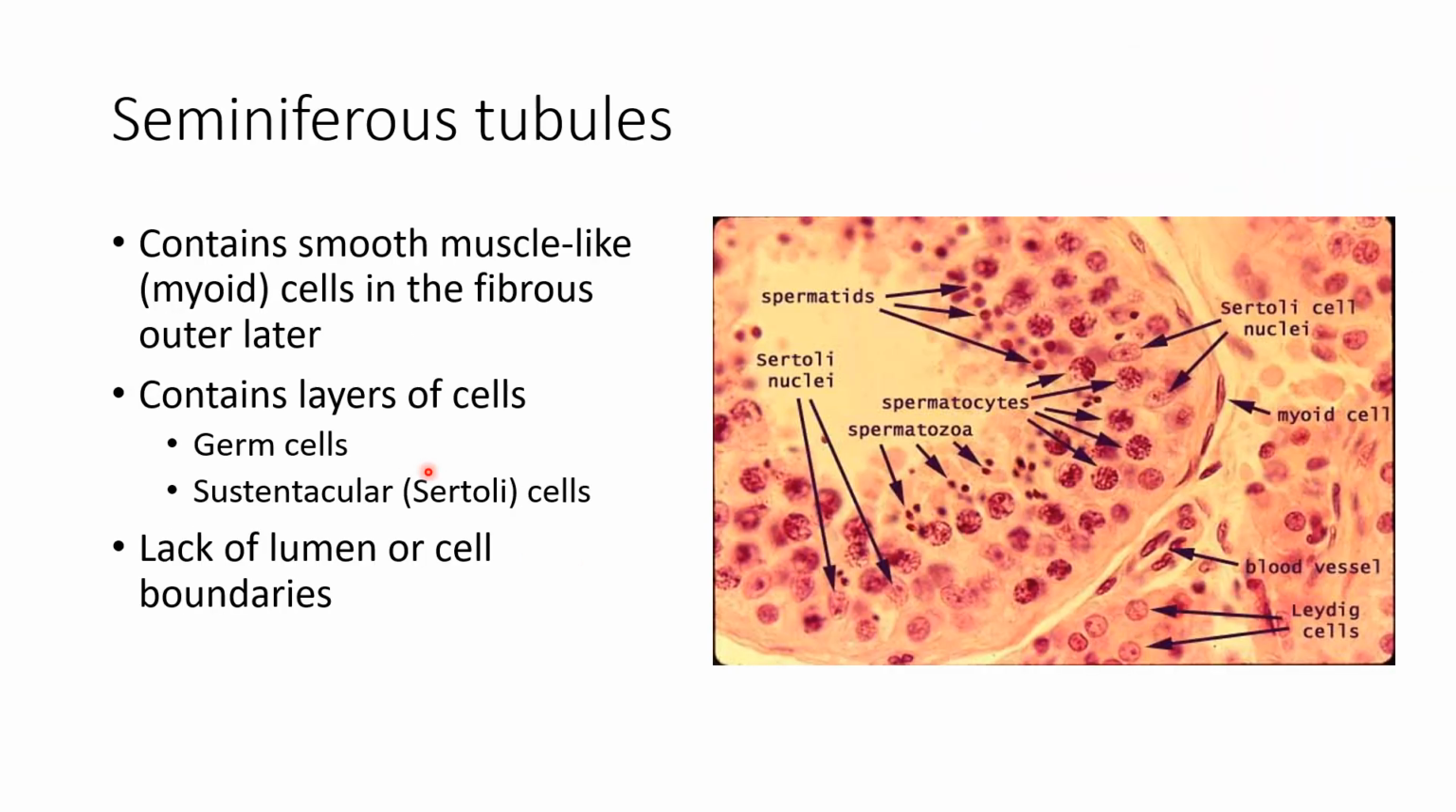So we take a look at the seminiferous tubules. Within each lobule, we want to focus on the seminiferous tubules. Like I said, you're going to have 2 to 3 of them within a particular lobule. In each tubule, the rounded shape forms a particular tubule, and within it a lot of things go on. It contains layers of cells.